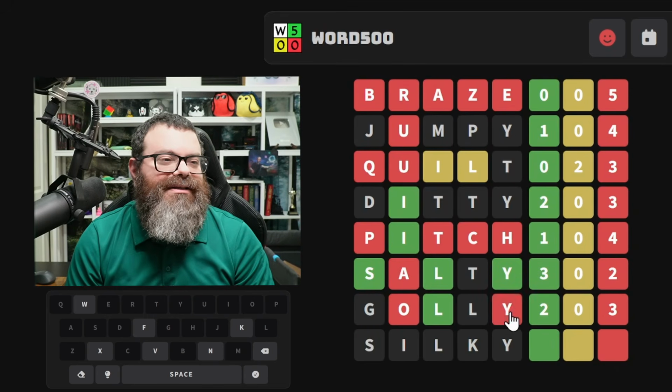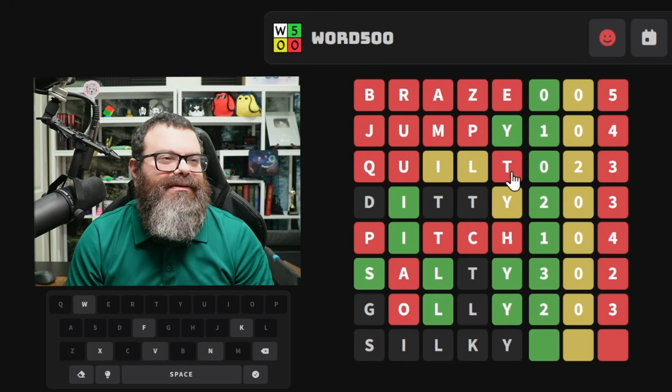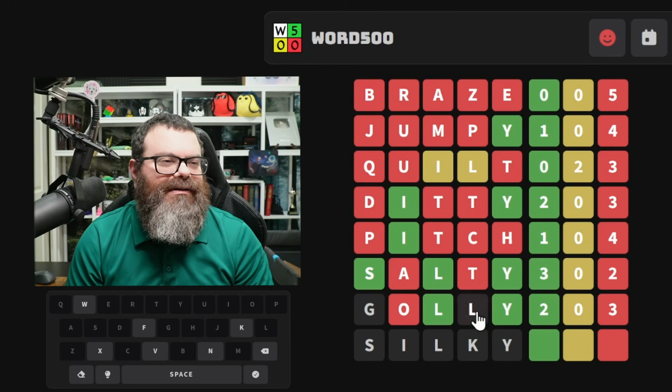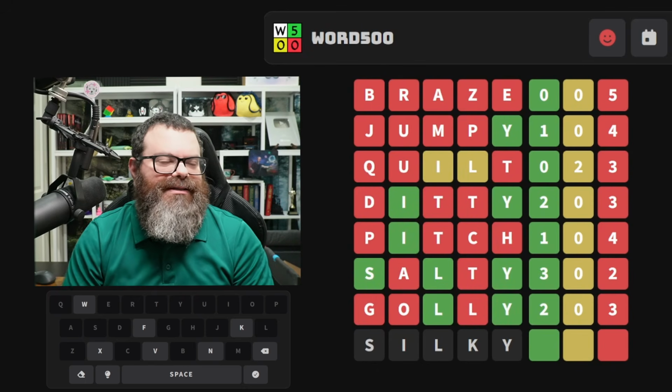Let's just double check because it's the last guess. This is how silky would be colored. Oops. That's how we'd color silky. Two greens, three greens, one green, two greens, two yellows, one green. Yeah, it's silky. Okay.